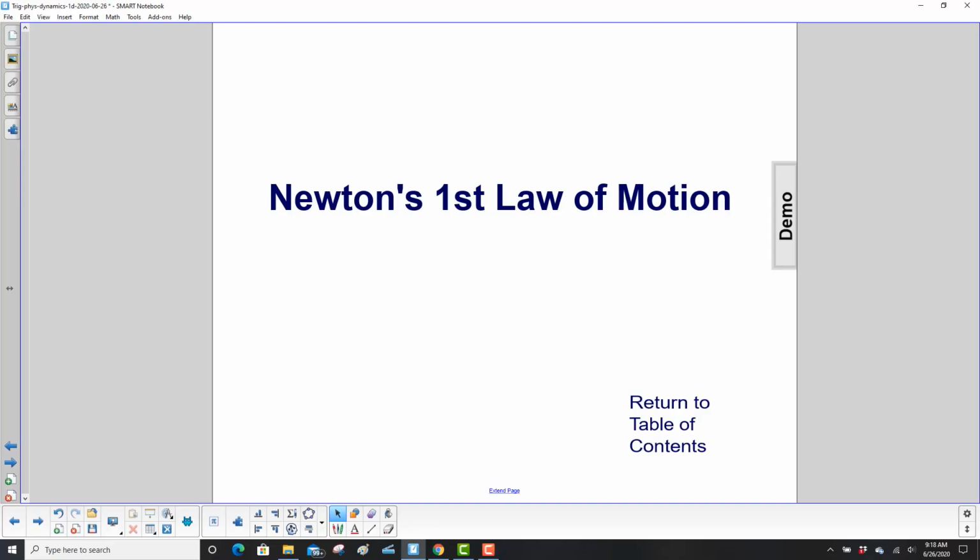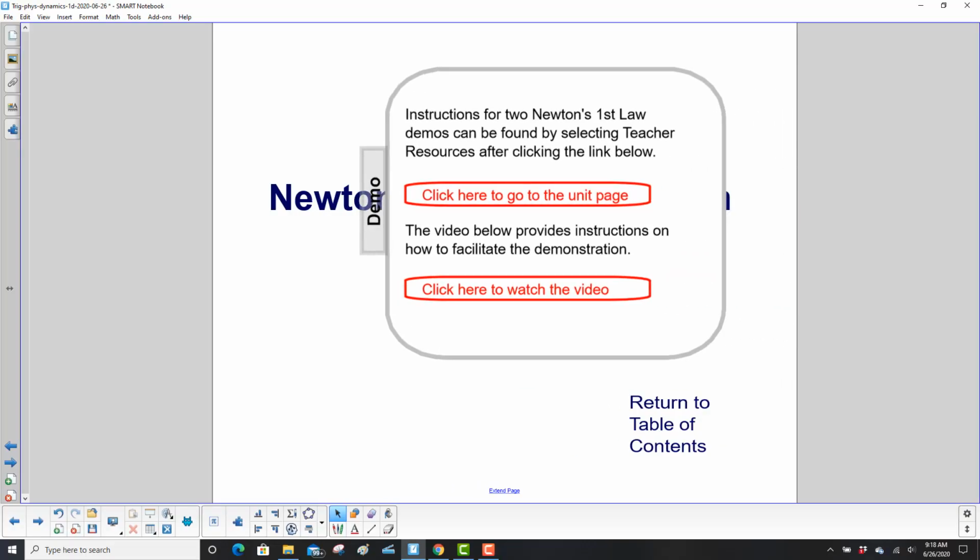Newton's first law of motion. We have some pretty cool demos for Newton's first law.